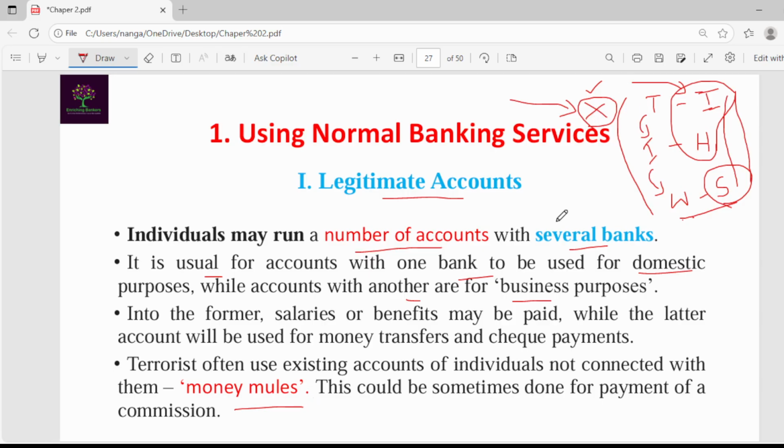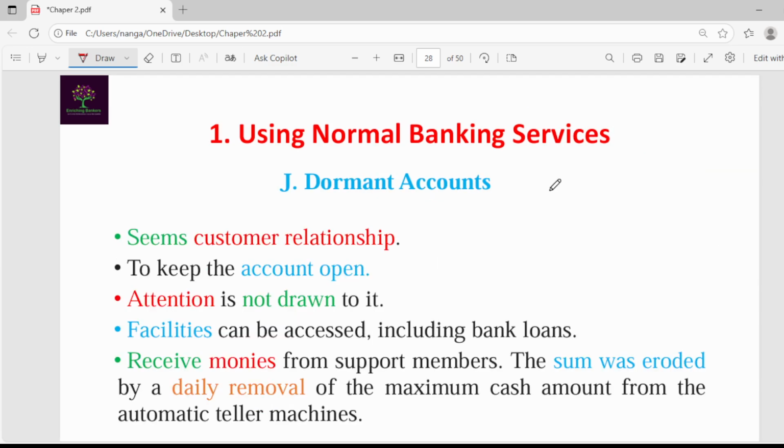Here X is called a money mule. They use money mules for the conversion of illegal funds. Next method is dormant account.